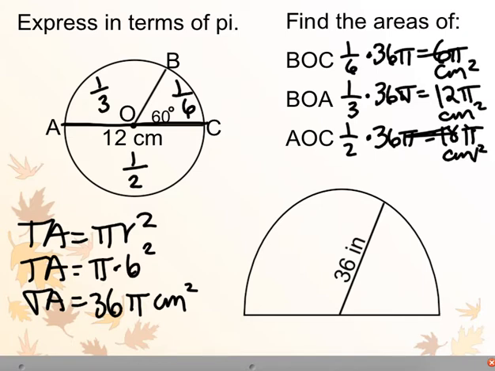All right, and then my second, I have a semicircle with a radius of 36. So I am going to do my pi r squared, and I'm going to do 36 squared, which is 1296 pi inches squared. Now I only have half of the circle, so I'm going to divide by 2 and get that I have 648 pi inches squared.